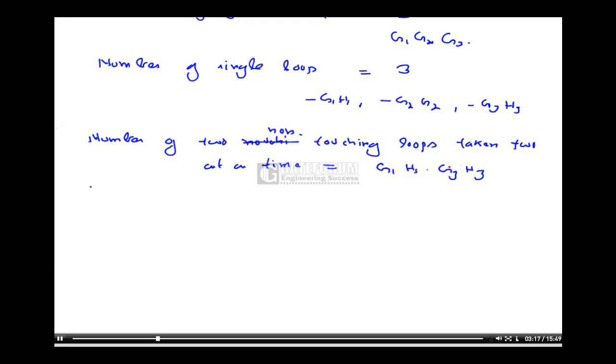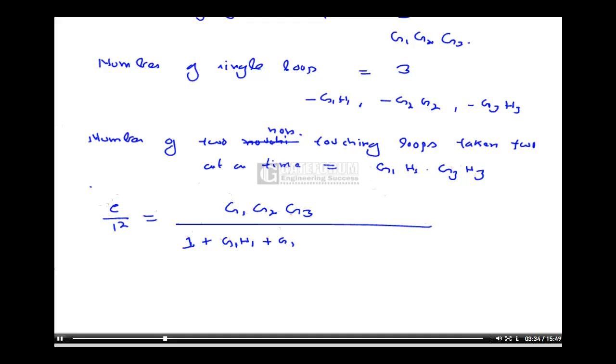Thus the overall transfer function C by R is equal to the forward path which we have chosen, which covers all the nodes, upon 1 plus G1 H1 plus G2 H2 plus G3 H3 plus G1 G3 H1 H3. So this is the overall transfer function for the given signal flow graph. This was one variety of problem which can be asked.